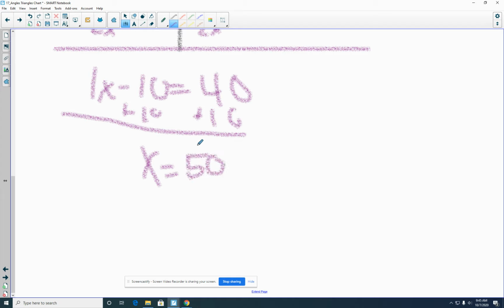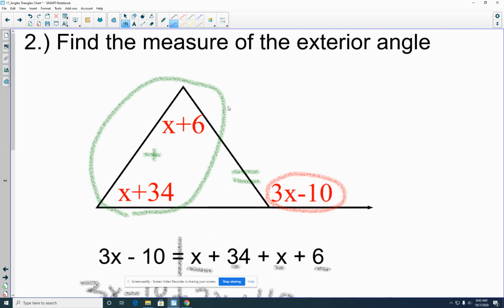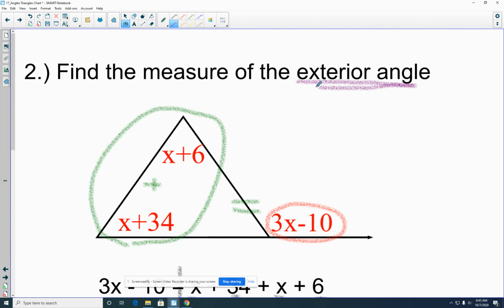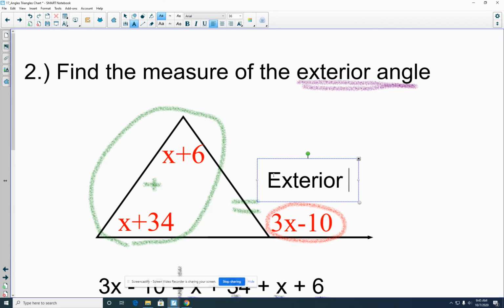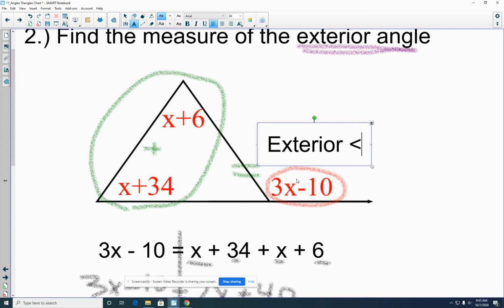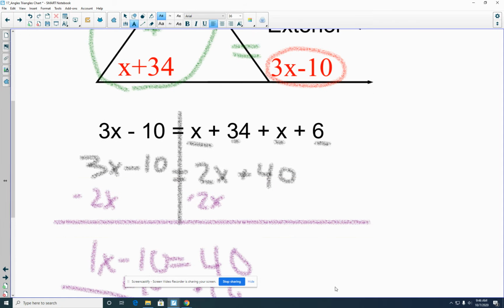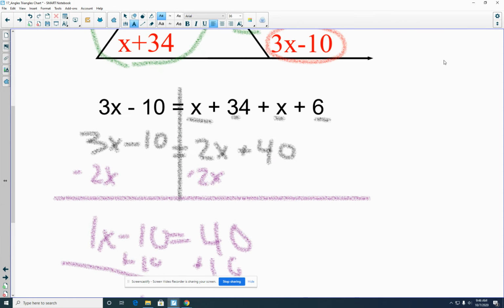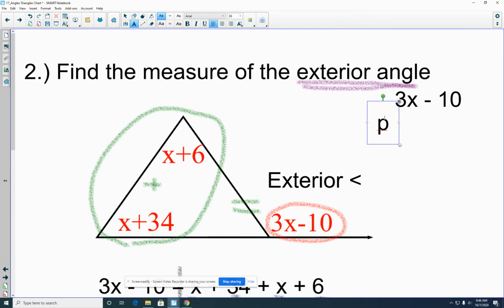And we get that x is equal to 50. But this isn't the final answer, right? Because it specifically says it wants the exterior angle. We said here, this is your exterior angle. Right now it's an expression. It's 3x minus 10. So to find the exterior angle, which is 3x minus 10, we have to substitute. We have to take x equals 50 and plug it in. So plug 50 in for x. That's how we're going to find the exterior angle.